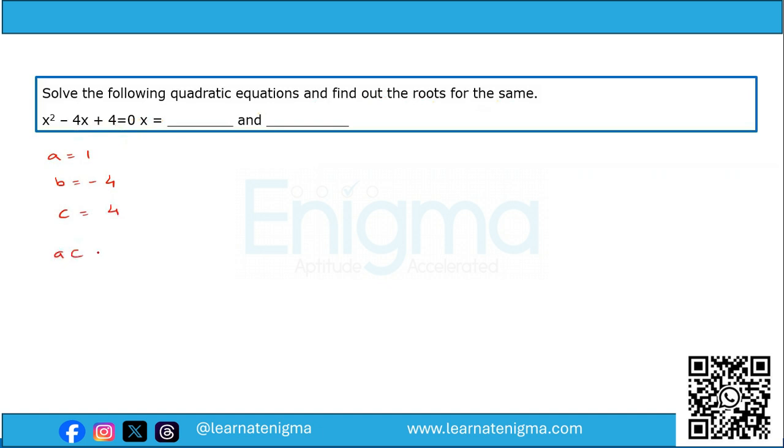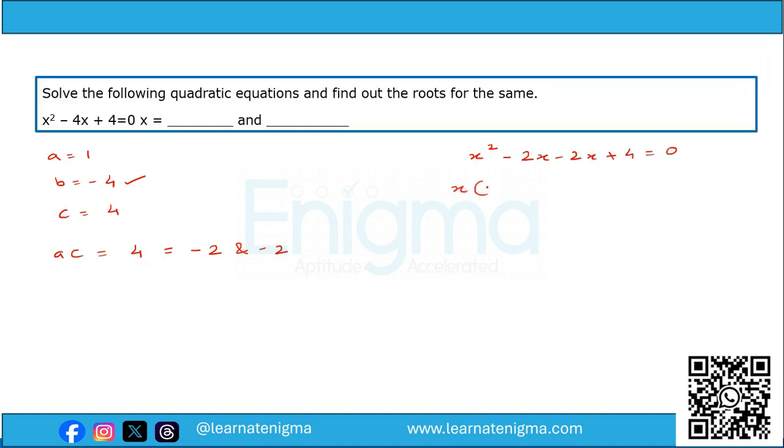So we have your ac, that is 1 into 4, that is 4. Now we have to factorize 4 in such a way that we get the addition of factors as minus 4. So therefore it comes out to be minus 2 and minus 2. So therefore we can split the middle term like this: x square minus 2x minus 2x plus 4 is equal to 0.